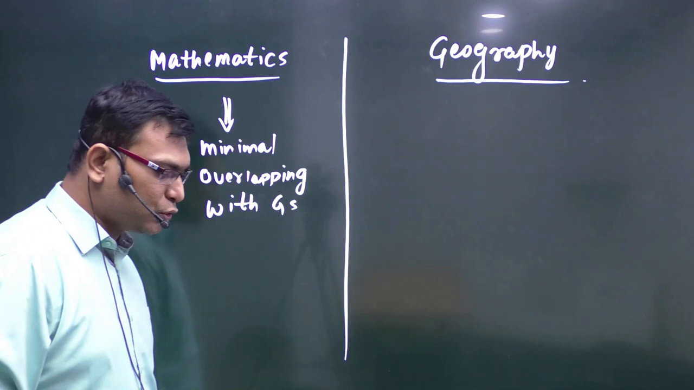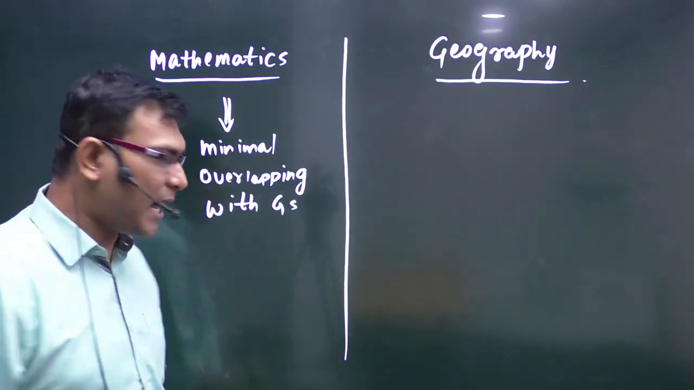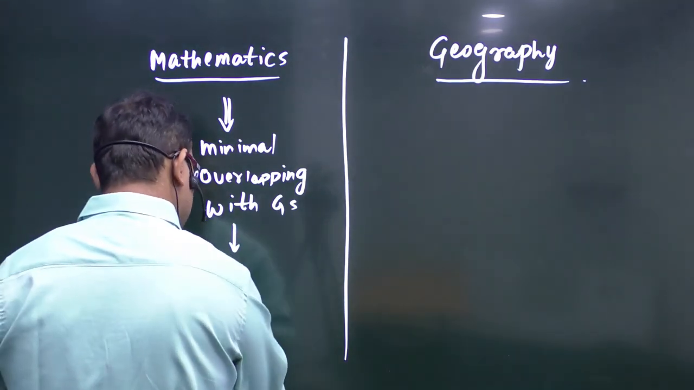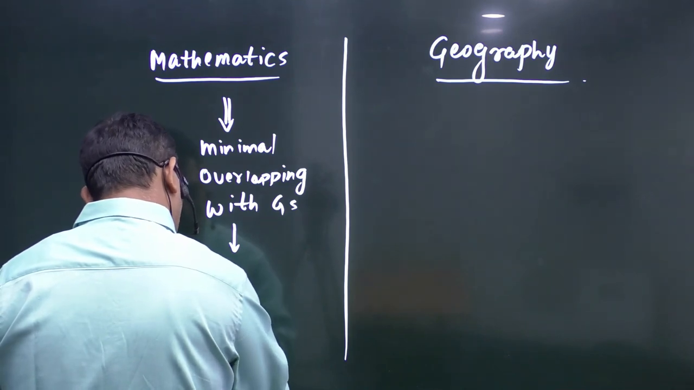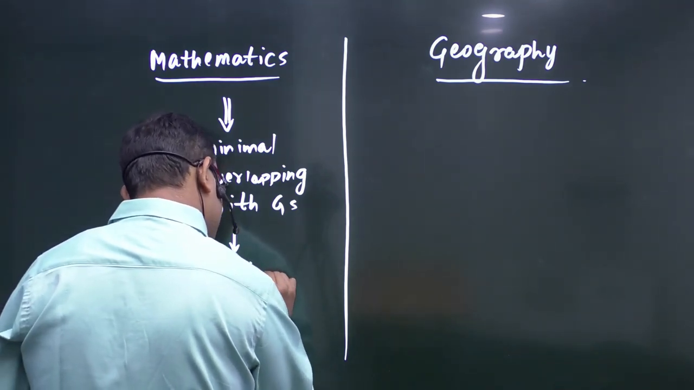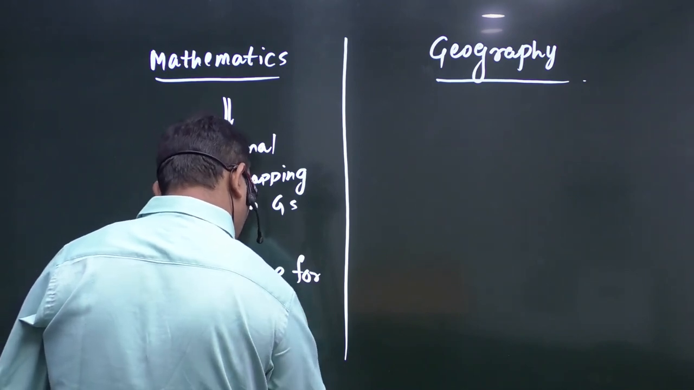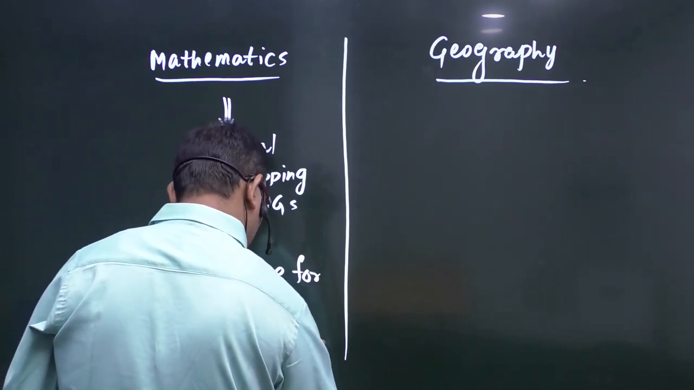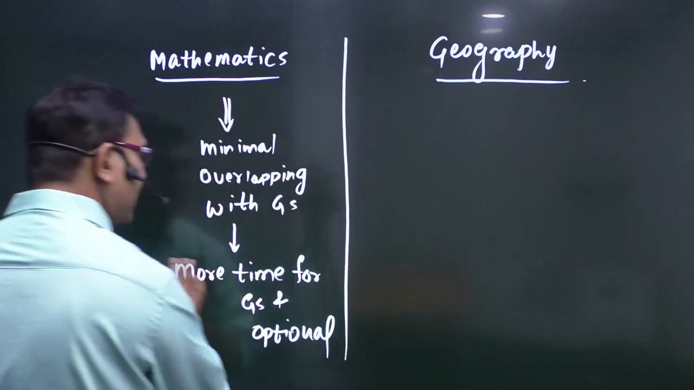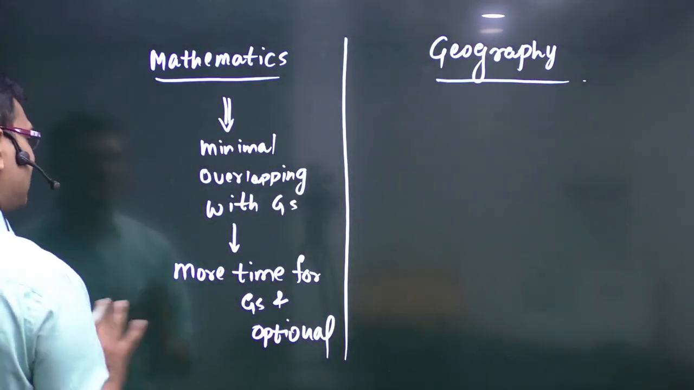So what you have to do is give more time for the optional, and because of this, you need to dedicate time for both GS and optionals, because you have to read the other subjects within the GS also. That is the first thing.